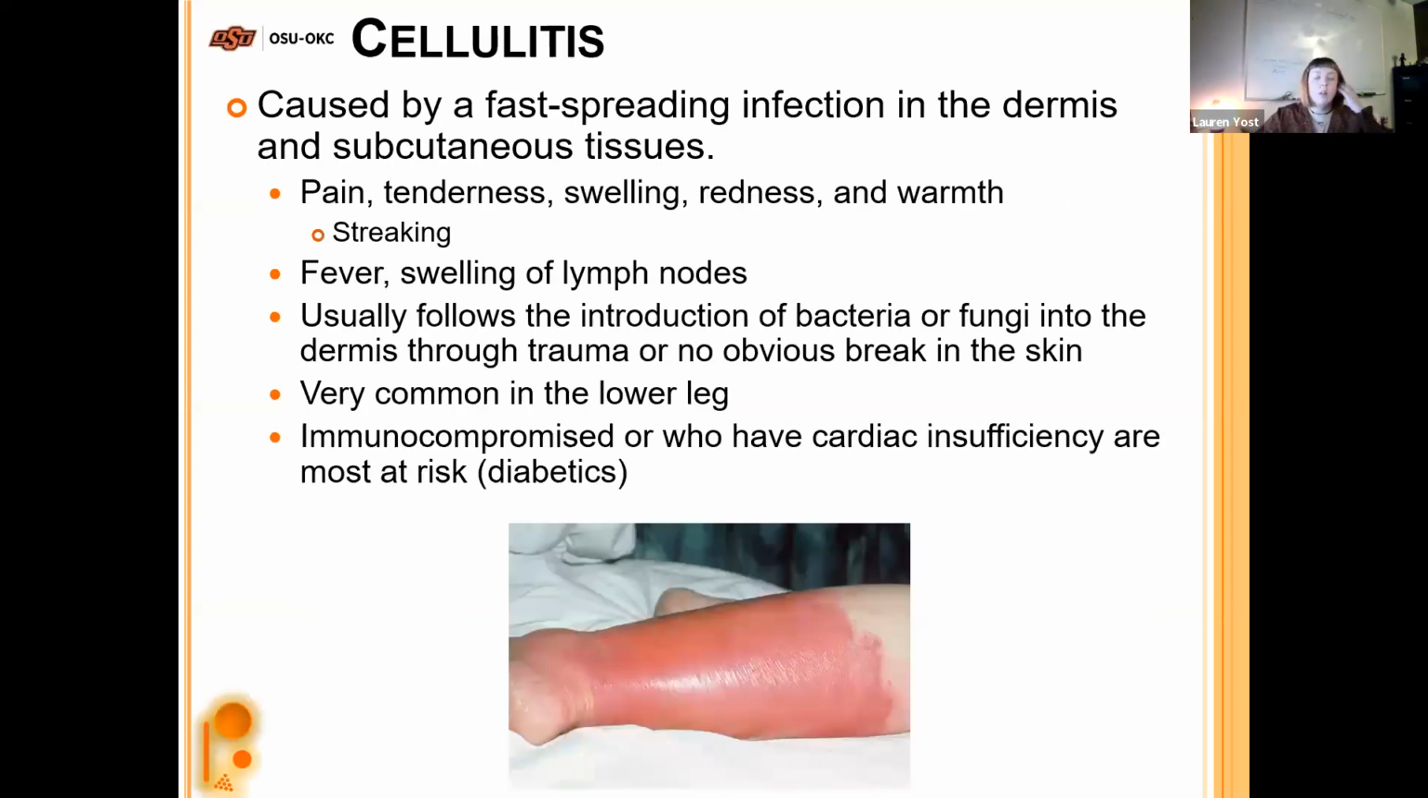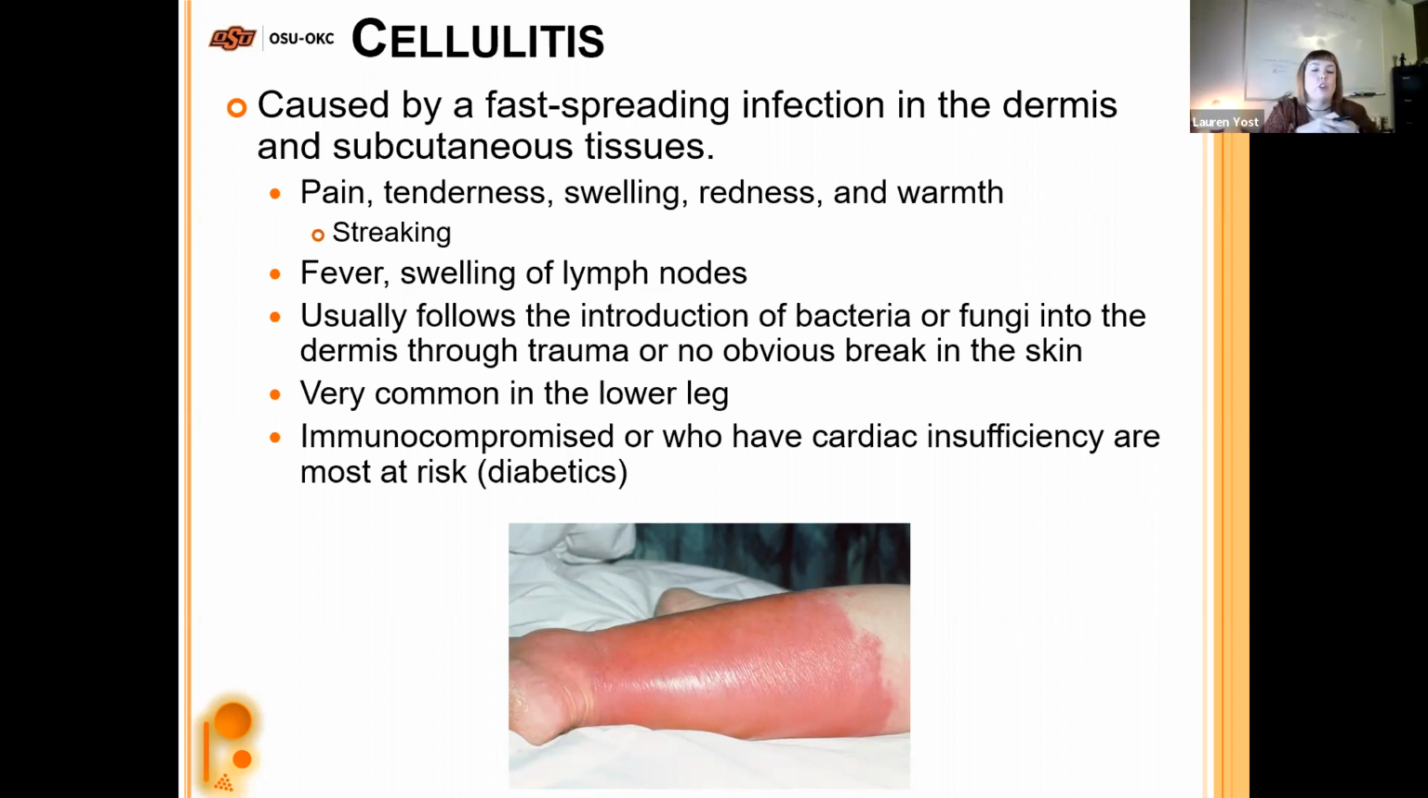Moving on to cellulitis. Cellulitis is caused by a fast spreading infection within the dermis. We're talking about the lower layers and the subcutaneous tissues below the epidermis and the dermis. We'll see pain, tenderness, swelling, redness, and warmth in larger areas associated with these infections. And we'll also see streaking away from the sides, which means the infection is moving away from that area to other areas, which is a bad thing.